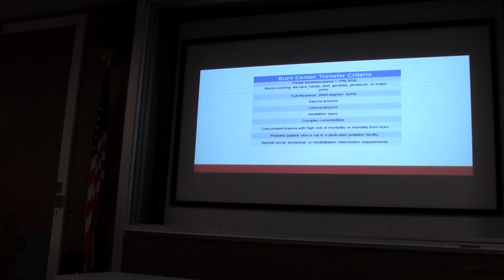So these are just the transfer criteria for burns. Partial thickness over 10%, burns involving the hands, feet, genitalia, perineum, major joints. Any full thickness burn, electrical, chemical burns, and inhalation injury, any complex comorbidities, concomitant trauma, pediatric patient at a non-pediatric facility, and then any special social, emotional, or rehab intervention requirements. These are just the general recommendations. You can transfer, I think, without any question, any patients that meet these criteria. I would recommend you're probably going to have to talk to the burn physician or the fellow and work with them in terms of that.